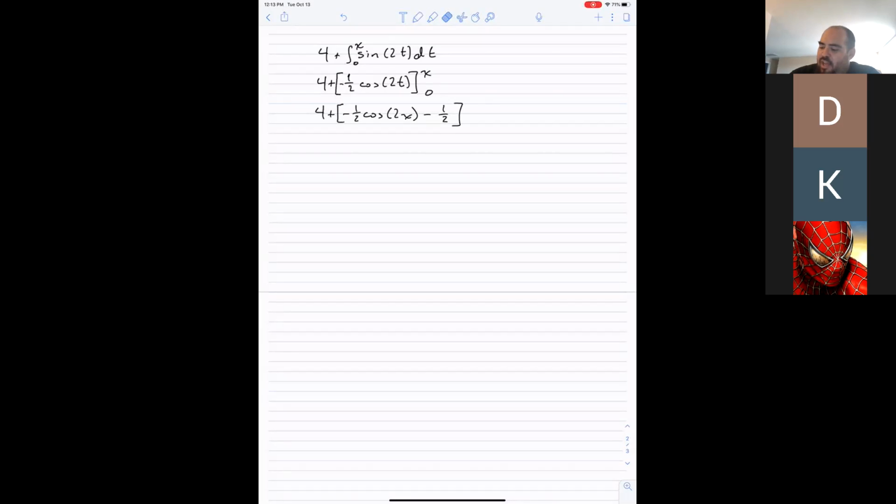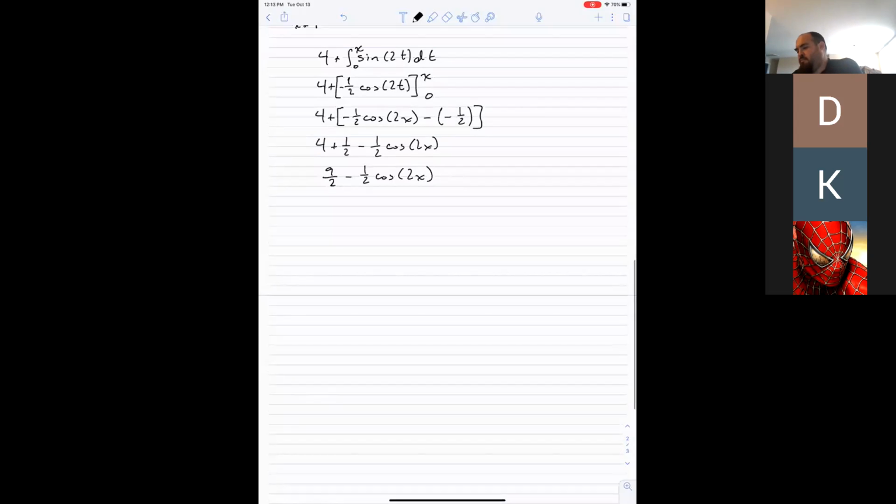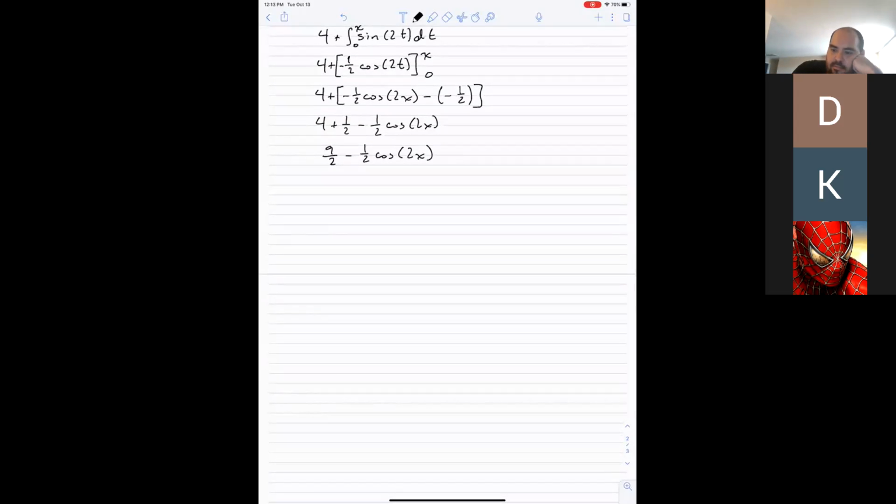So I see in the chat here, it should be +1/2. Remember to make sure you're subtracting what you're actually given here. Yes, I do subtract, but when I plug in 0 for t, I get -1/2 from that cosine function. So if I do some cleaning up here, I should get something like this: 4 plus 1/2 minus 1/2 cosine 2x, or 9/2 minus 1/2 cosine 2x. How do we feel about that?